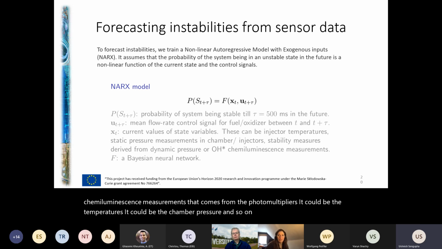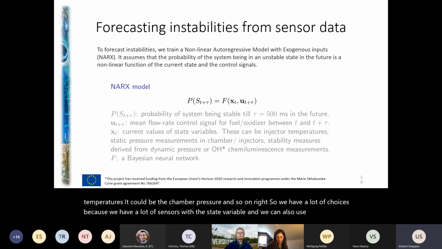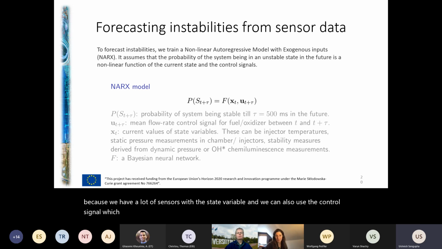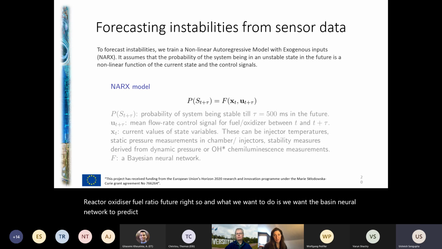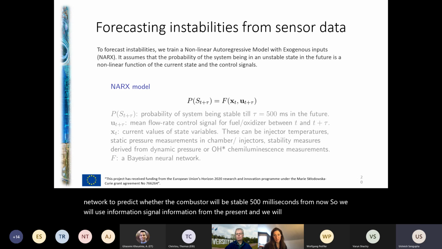Right. So we have a lot of choices because we have a lot of sensors for the state variables, and we can also use the control signal, which informs how we will vary the chamber pressure and the reactor oxidizer fuel ratio in the future. And what we want is for the Bayesian neural network to predict whether the combustor will be stable 500 milliseconds from now. So we use signal information from the present and predict 500 milliseconds into the future, because that's enough time for the controller to take evasive action if we do predict an instability.